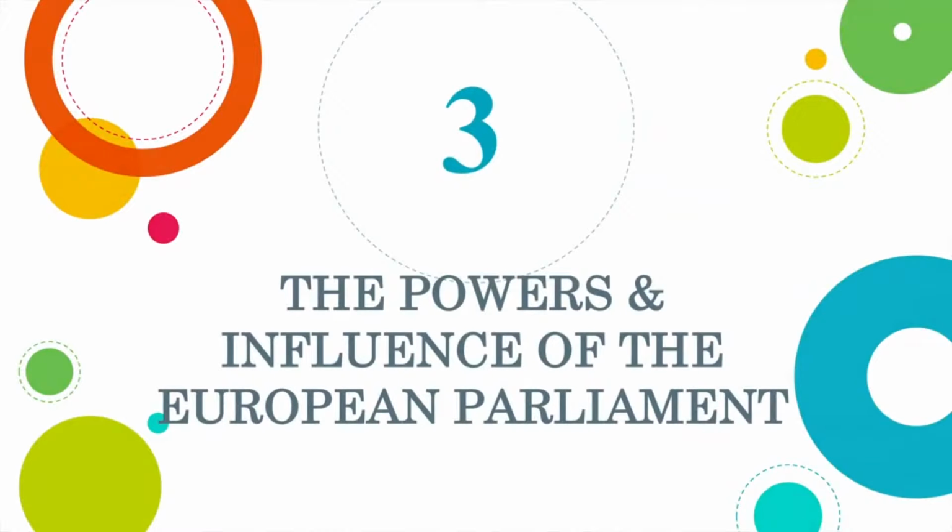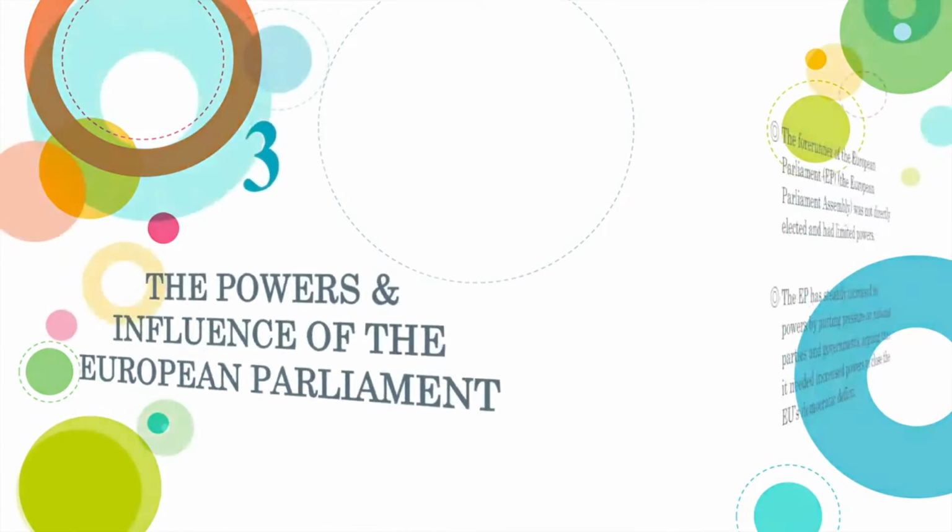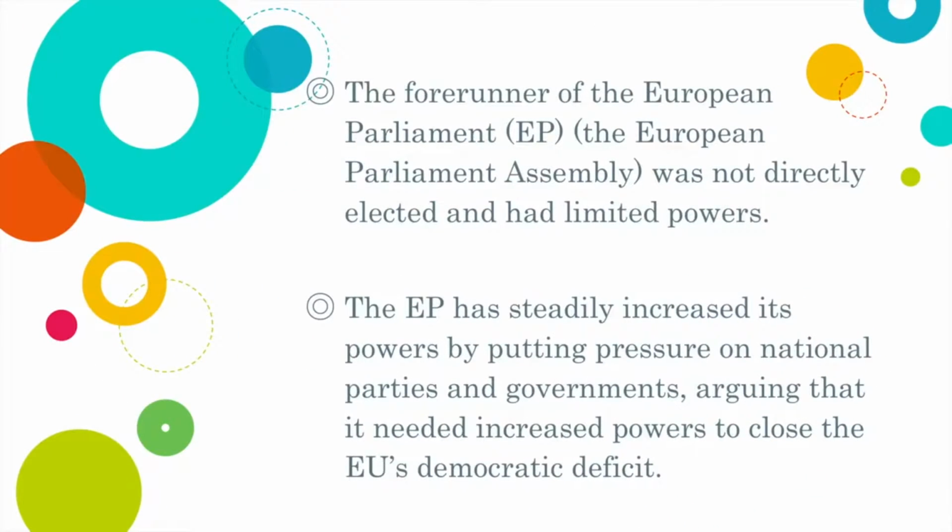Next, I'm going to discuss the powers and influence of the European Parliament. The forerunner of the European Parliament, the European Parliament Assembly, was not directly elected and had limited powers. Its opinion was frequently ignored. The European Parliament has steadily increased its powers by putting pressure on national parties and governments, arguing that it needed increased powers to close the European Union's democratic deficit.